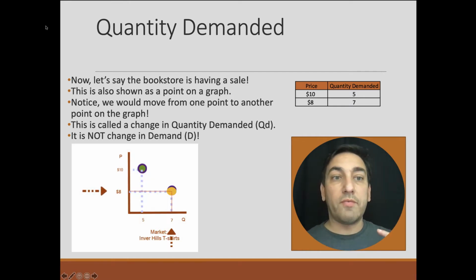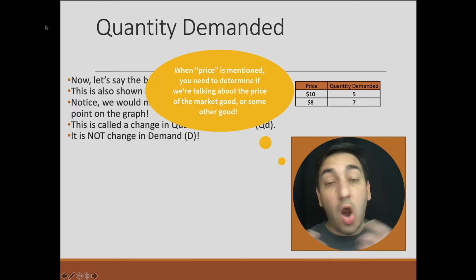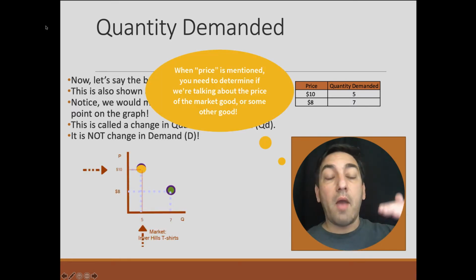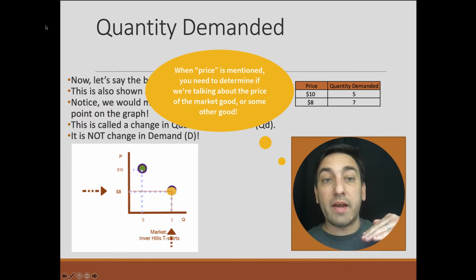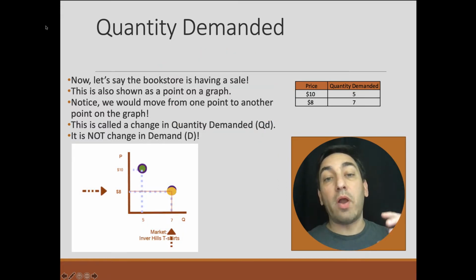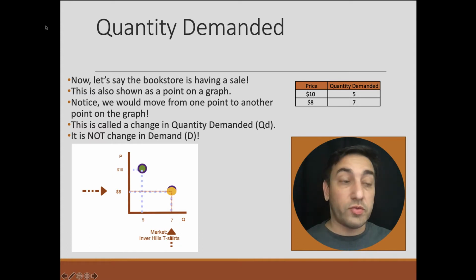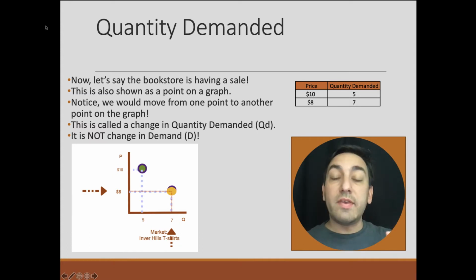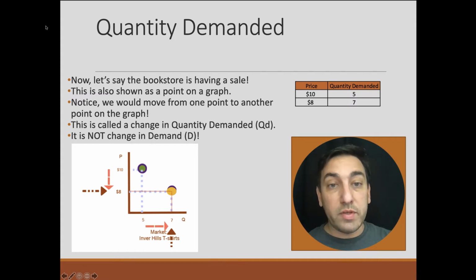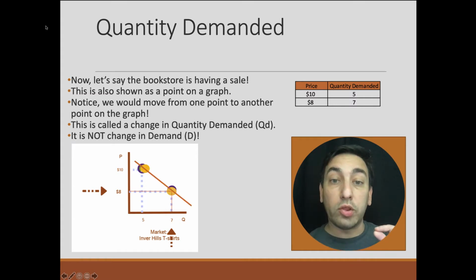And students will often think, okay, we're only going to be talking about one good. But in this case, we are only talking about one good. And when I talk about the price falling from $10 to $8, I'm talking about the price of Inver Hills t-shirts. I'm not talking about the price of other t-shirts or other items. So in this case, the price is going to fall and we're going to end up buying more of those t-shirts. So I want to show you that first of all, this is called movement along the curve.